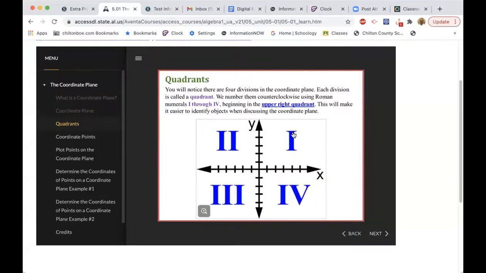Here are your quadrants, 1, 2, 3, 4. They go counterclockwise.